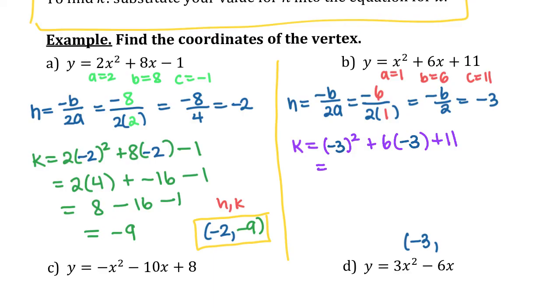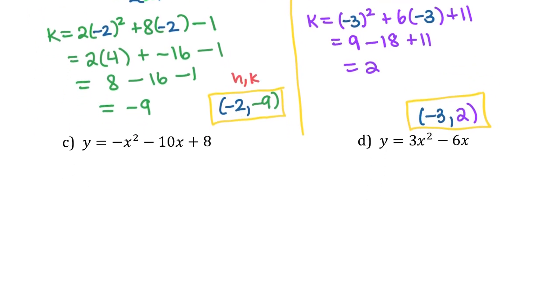-3 times -3 is +9, 6 times -3 is -18, plus 11. You can put that in your calculator, you can do it in your head. 9 minus 18 is -9, plus 11 is 2. Or you could do the positives. 9 plus 11 is 20, 20 minus 18 is 2, or you could put it in your calculator. Either way though, the y coordinate of my vertex is going to be 2, so my vertex is at -3, 2. And eventually we'll graph that, but not today. Today we're just going to practice this. Okay, I'm going to keep going.